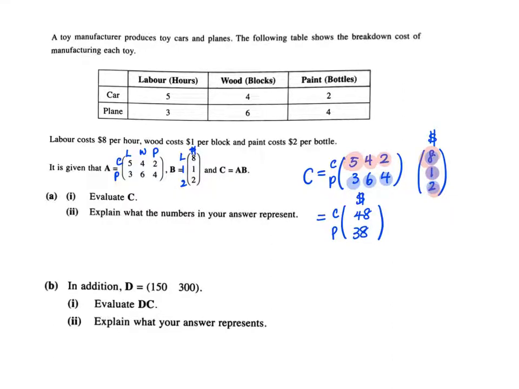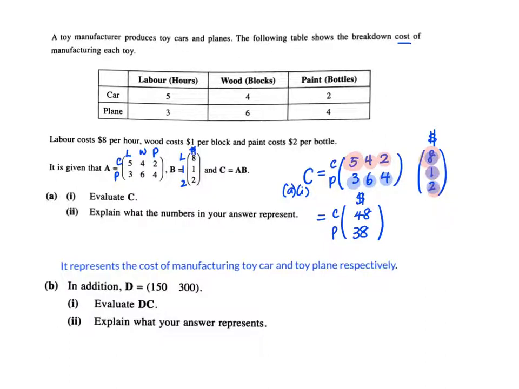So now that was part 1. Part 2 asks us to explain what the numbers in the answers represent. The rows represent the car and plane, and the dollar sign represents what? This is the cost of making each of them, each of the toys, car and plane. So what does the number in your answers represent? It represents the cost of manufacturing toy car and plane respectively. Let us move on to part B.